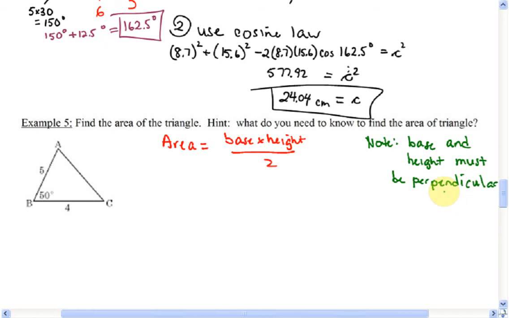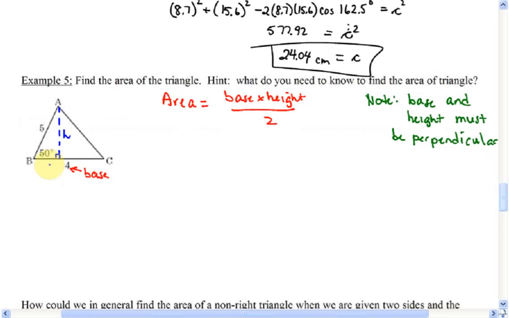Now, in this particular example, I can treat the base as the length BC, or the number 4. But what's the height going to be in this picture? You have to make one, sure. And I'll make one here. Okay, that's your height. So the question I have for you now is, how do I actually calculate the height? Using trig. SOHCAHTOA stuff again, yeah. Which ratio should I use? Sine, cosine, or tangent? Sine, you bet. Sine 50 equals h over 5. So what's h equal to? How about 5 times sine of 50?